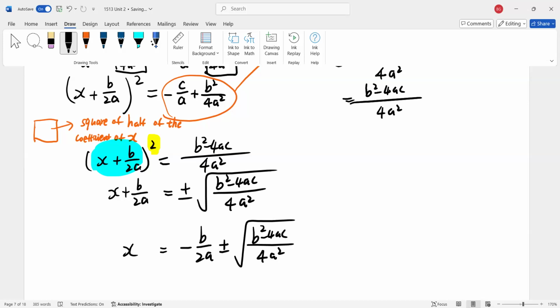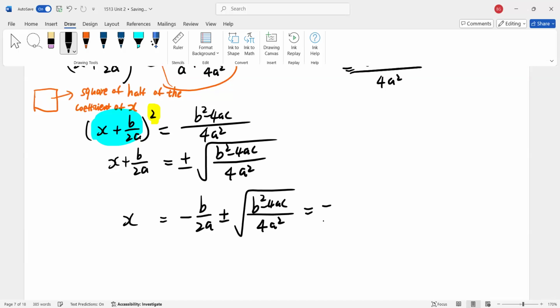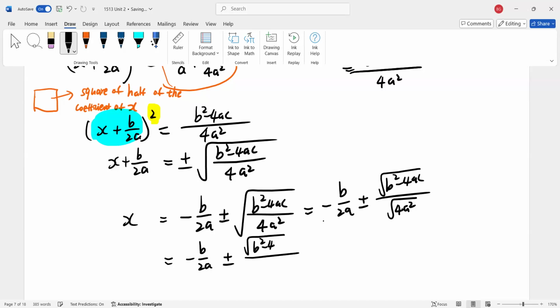And that can be written as, I can simplify it this way. Negative b over 2a plus minus square root of b squared minus 4ac. We use the property of square root, not the square root property, and the square root of 4a squared can be written as square root b squared minus 4ac. Square root of 4a squared is 2a. Technically it's supposed to be the absolute value of a.